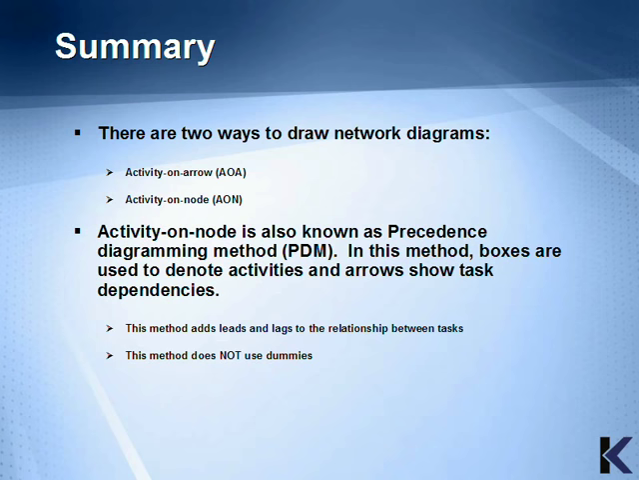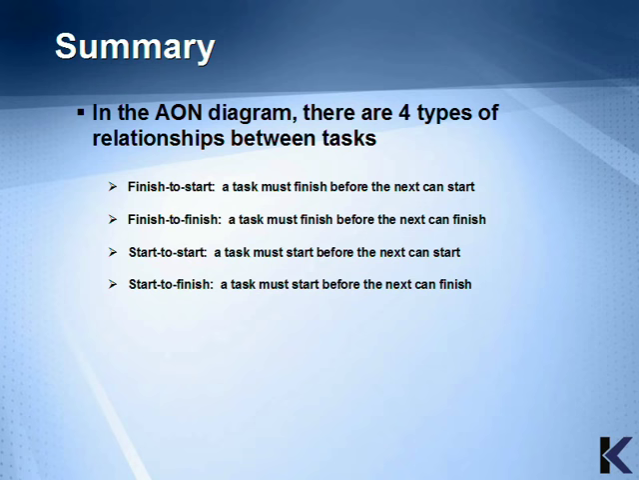In this method, boxes are used to denote activities and arrows show task dependencies. This method adds leads and lags to the relationship between tasks, and this method does not use dummies. In the AON diagram, there are four types of relationships between tasks: finish to start, where a task must finish before the next one can start; finish to finish, start to start, or start to finish.